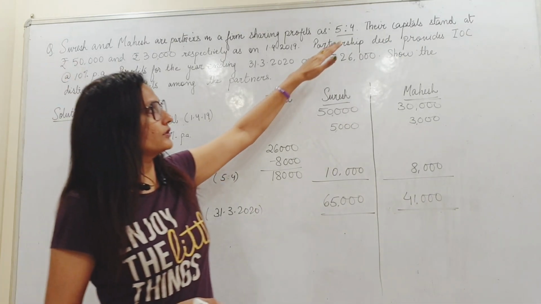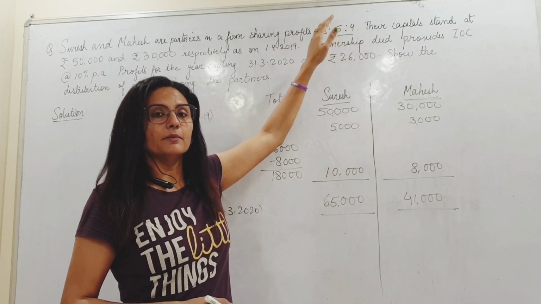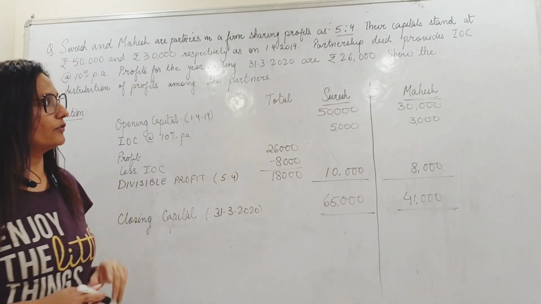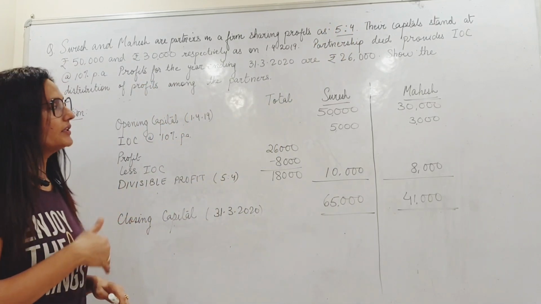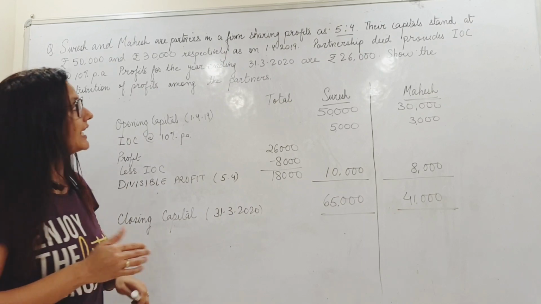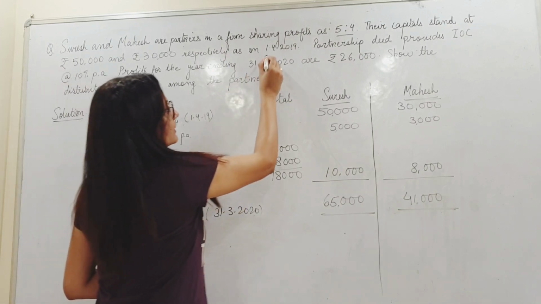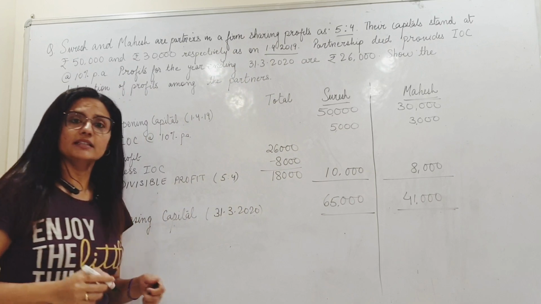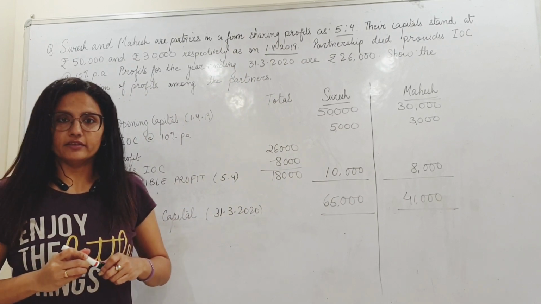Now here it's very important to take care of this. Profit sharing ratio is given 5:4. Their capitals stand at 50,000 and 30,000 respectively as on 1/4/2019. Point to be noted here.